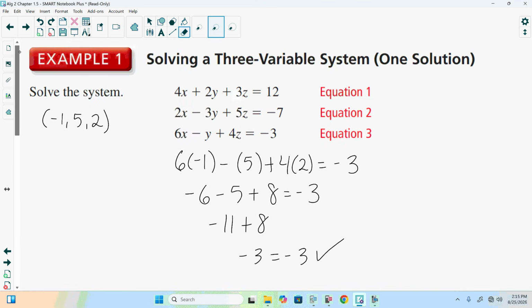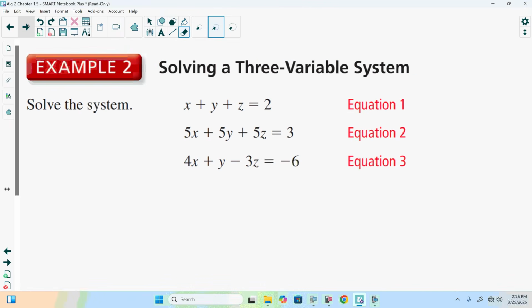Questions on this here? Yeah, it's a lot of repetitive steps. It's not hard, it's just like over and over and over. We'll do this one here.